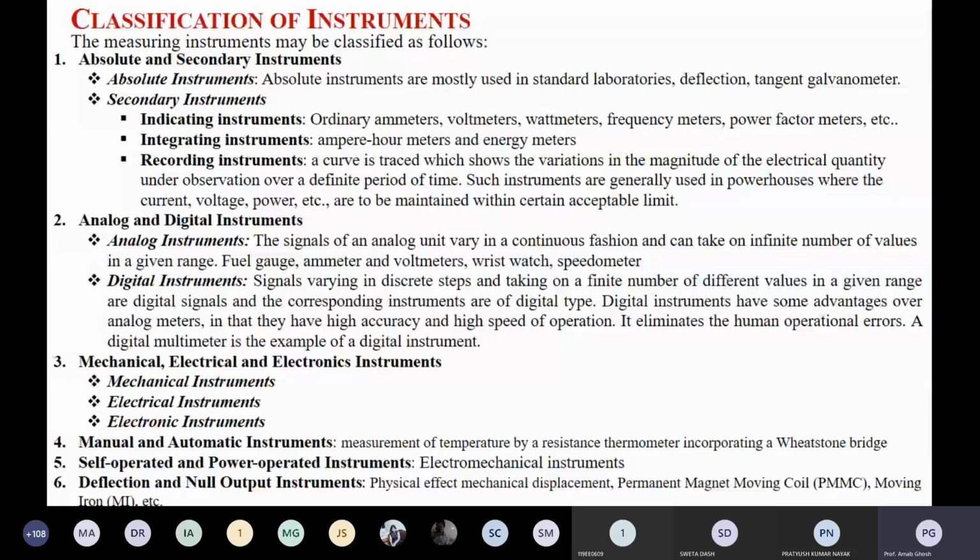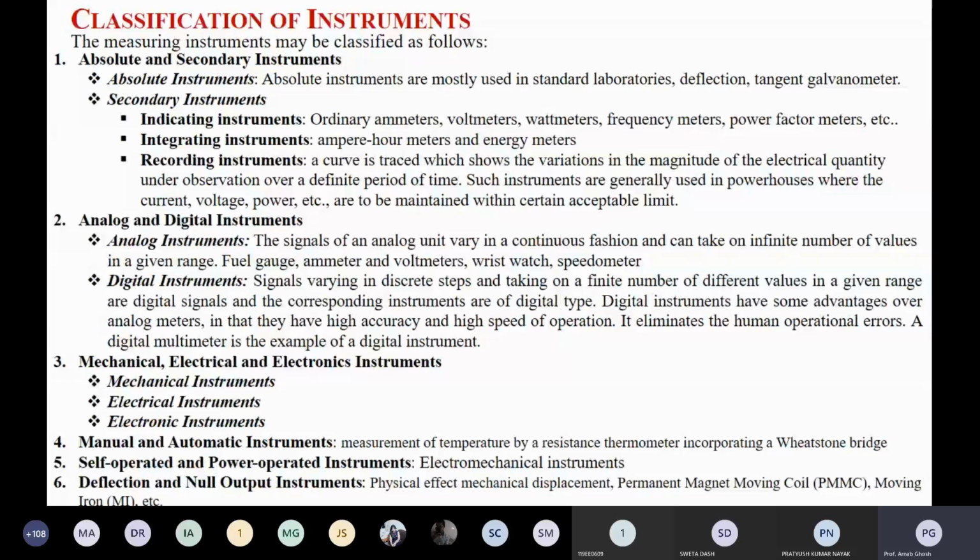So a curve is traced which shows the variations in the magnitude of the electrical quantity under observation over a defined period of time. Such recording instruments are generally used in powerhouses where the current, voltage, power, etc. are to be maintained within certain acceptable limits. So you are getting the idea. After getting all those data, you are predicting what may happen in future, as per your measuring instrument. You can also install such instruments to get all those data.